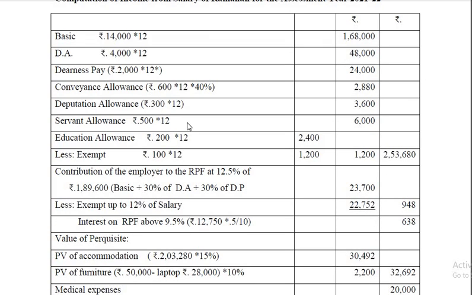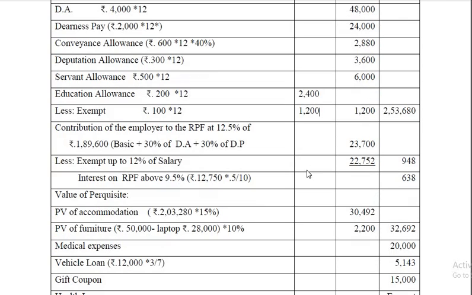Servant allowance is also fully taxable. Education allowance, yes. It is 2,400, but it is exempt at the rate of 100 per child for 12 months, but up to a maximum of 2 children. But here only 1 child, therefore it is restricted to 1,200. So the difference is 1,200 taxable.